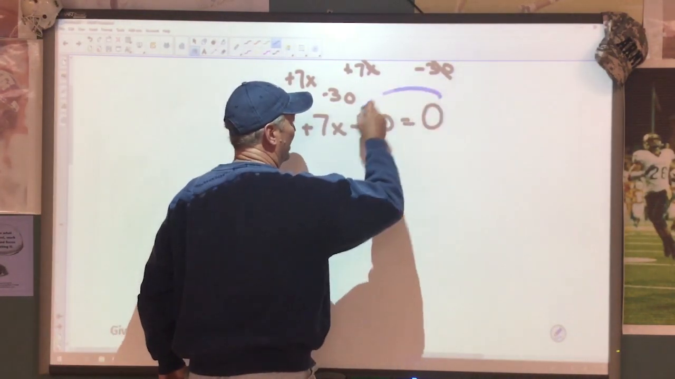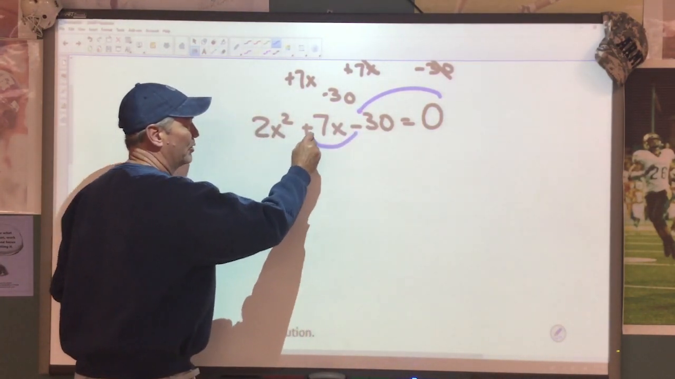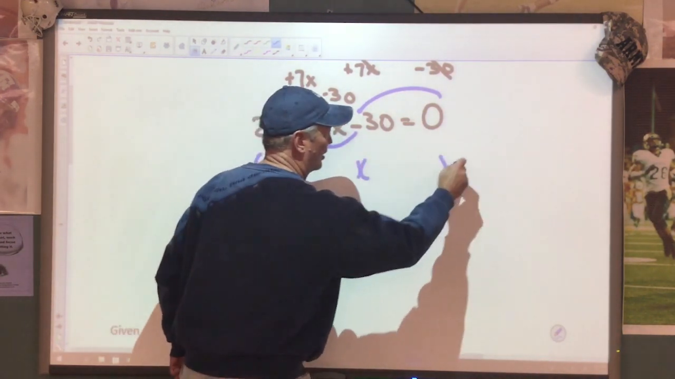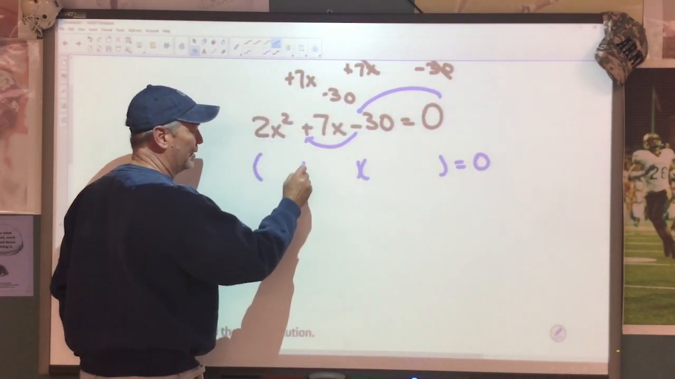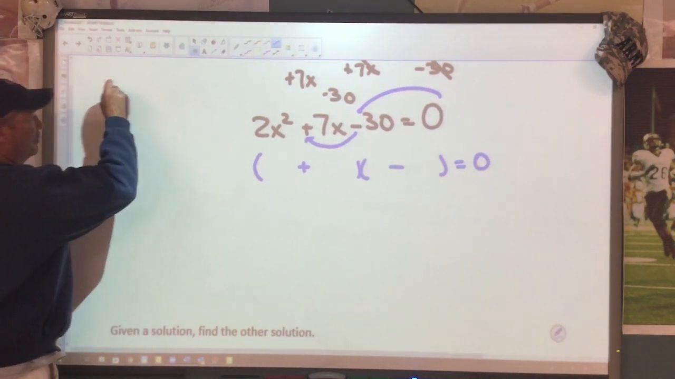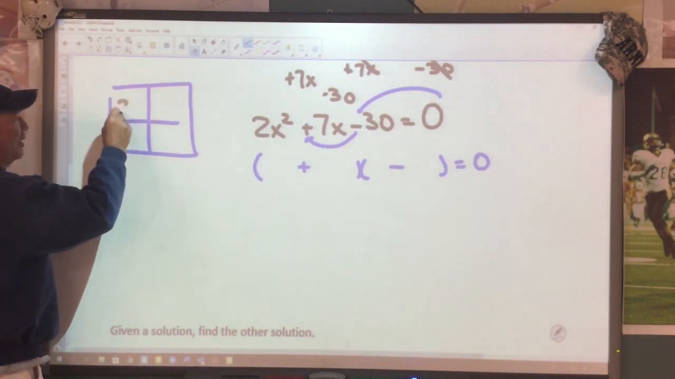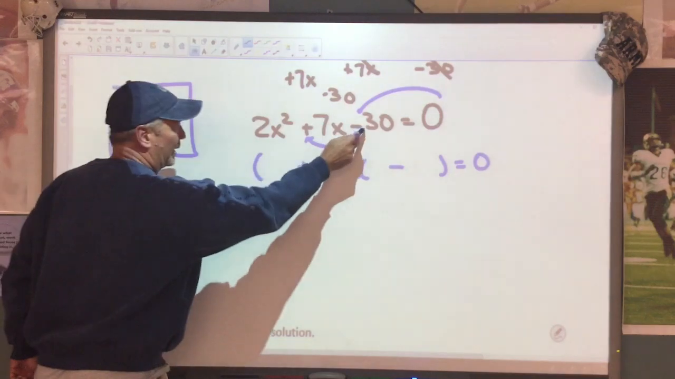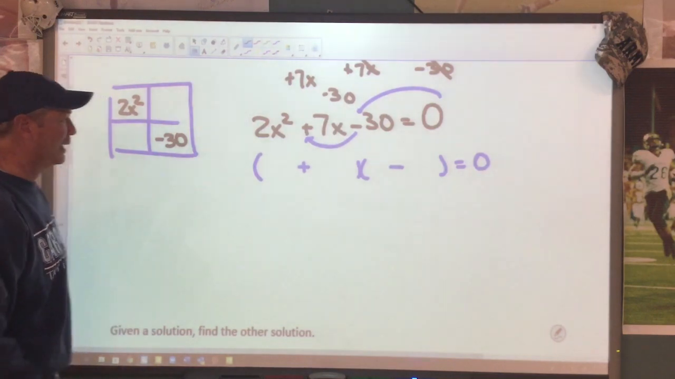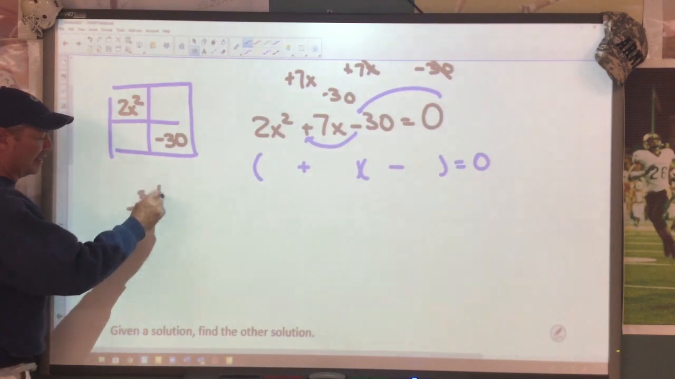Look at what we have. This says the signs are going to be different, and the bigger number is going to get the plus sign. So we set up our parentheses. Signs are going to be different, and we're going to jump into the box. When we jump into the box, we're going to put 2x squared in the top corner. We're going to put minus 30 in the bottom corner. We multiply those together and we get negative 60. That means you're going to subtract because it's a negative 60.